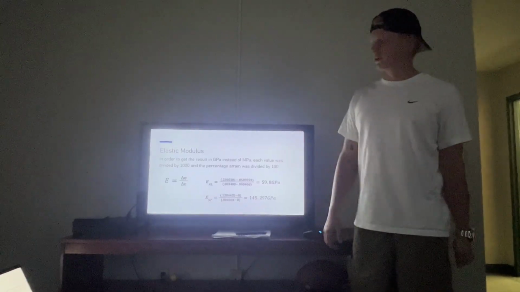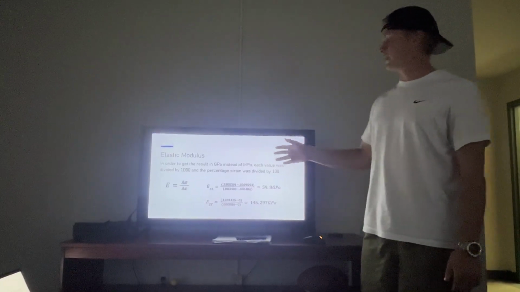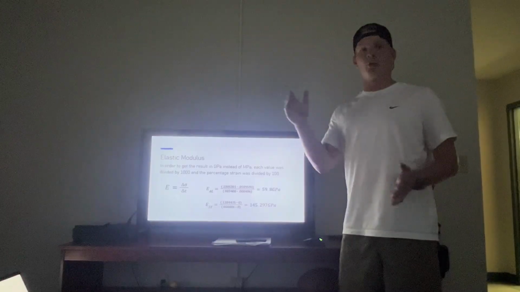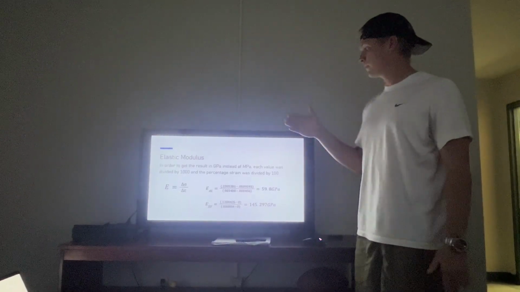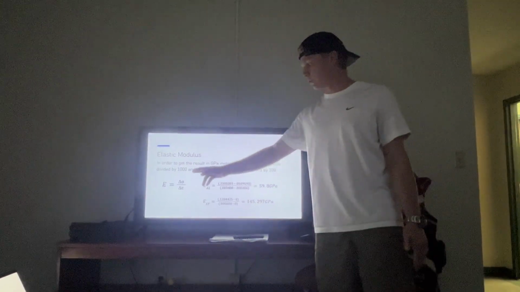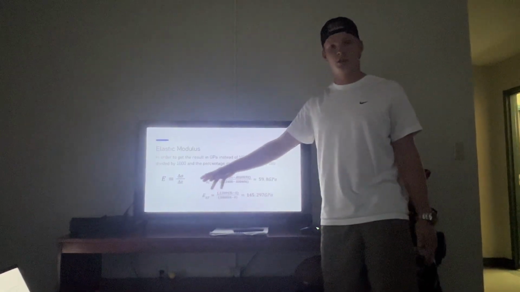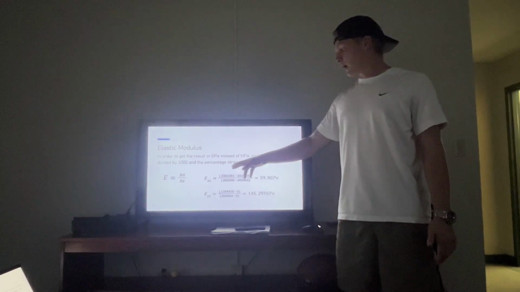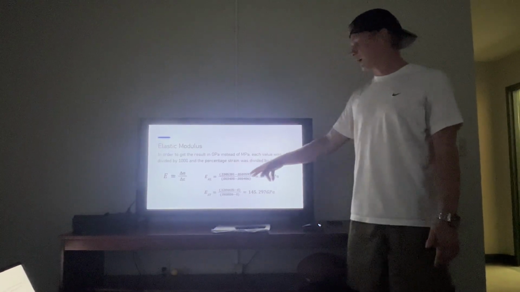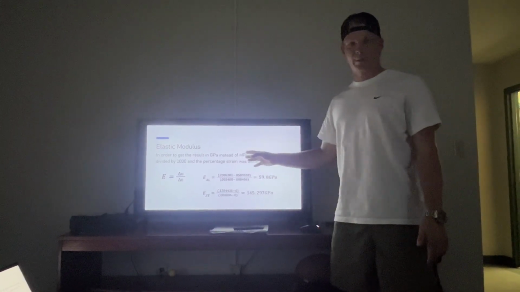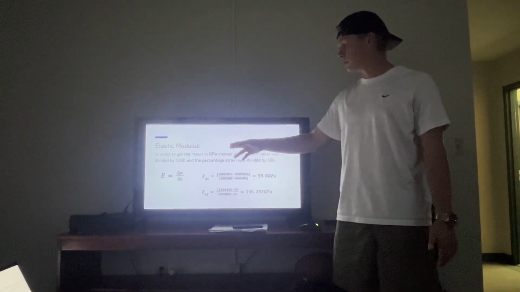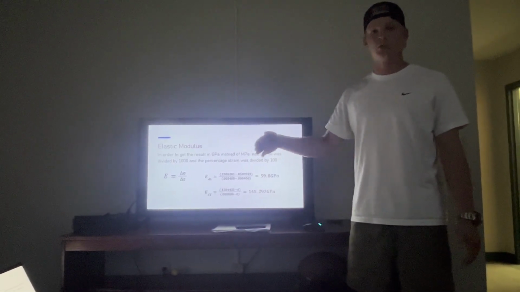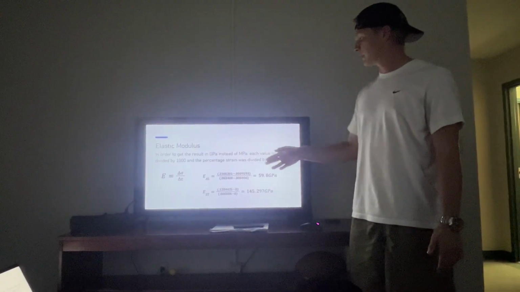So using all that information, in order to find the elastic modulus, we were looking for the slope of the linear part of the graph. So to do that, I found the change in the stress over the change in the strain. So for aluminum, I converted all of the values. I changed the megapascals to gigapascals, and then the percentage strain I changed just into a regular decimal value.